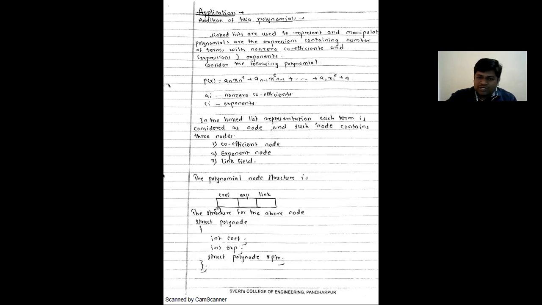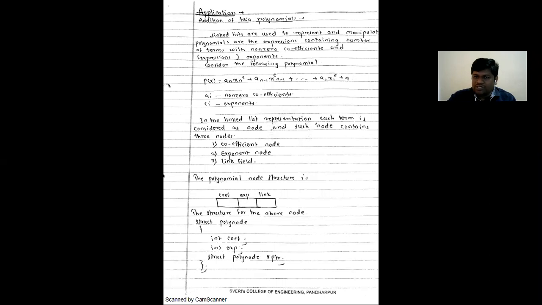Now what is the structure, or how to use the self-referential structure? So struct polynode, int coefficient, int exponent, struct polynode star ptr, right? All of you understood the structure, how to consider the polynomial node structure?